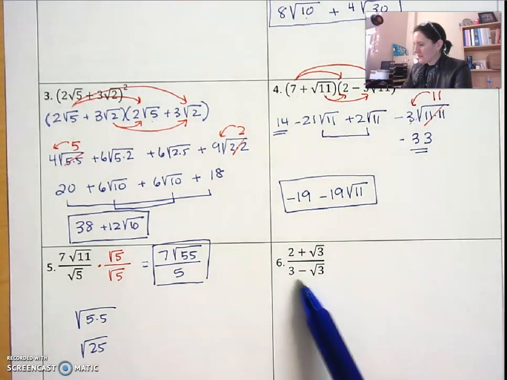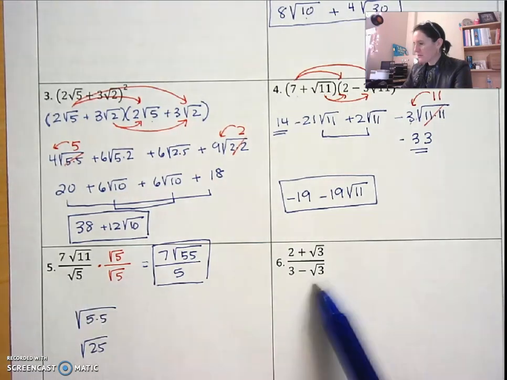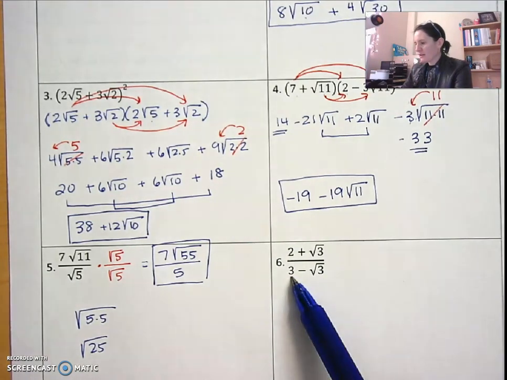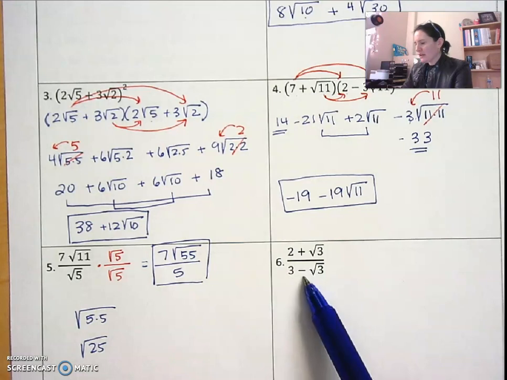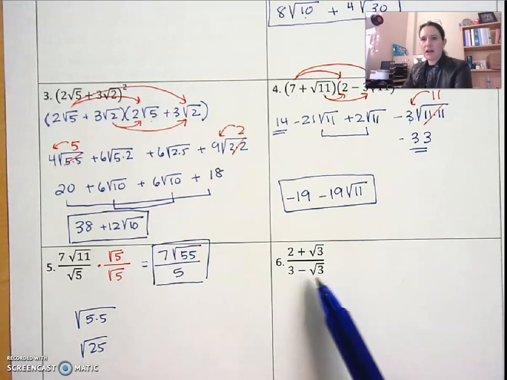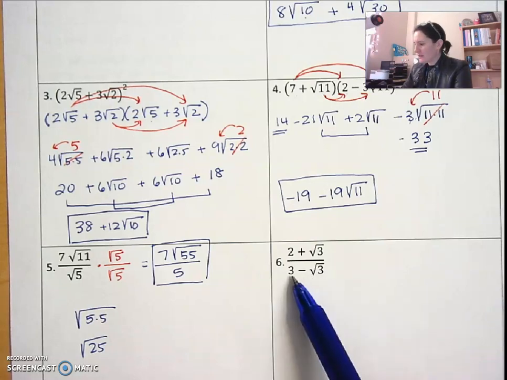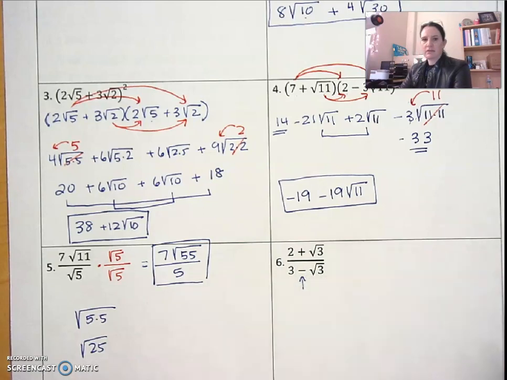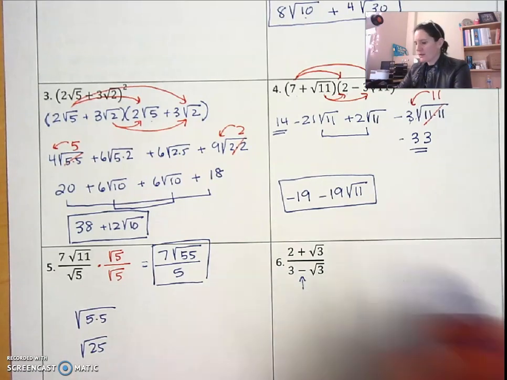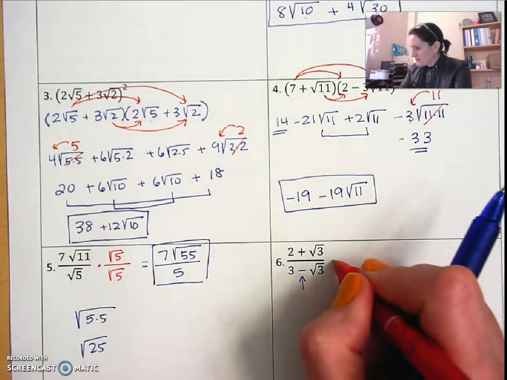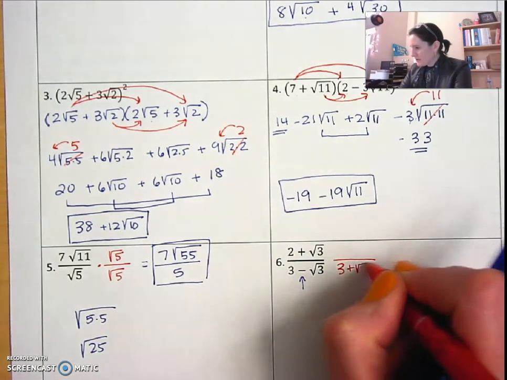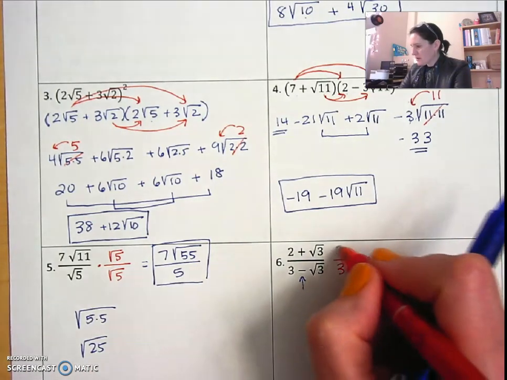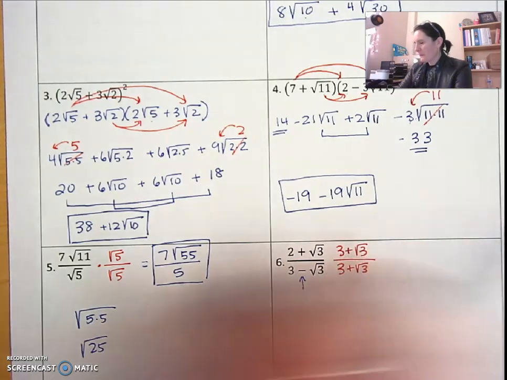Now over here, the difference is that I don't have a single radical on the bottom. I have it paired with an integer, so there's a binomial. And so when we did that part, we talked about multiplying by the conjugate. The conjugate is when you keep the terms the same and you change the middle sign to its opposite. So that would be 3 plus radical 3, and whatever you do to the bottom, you also have to do to the top.